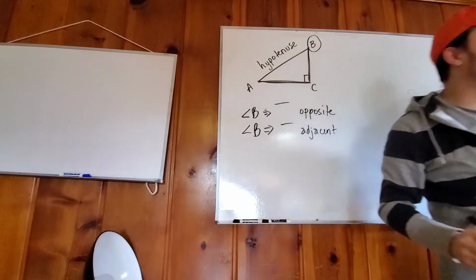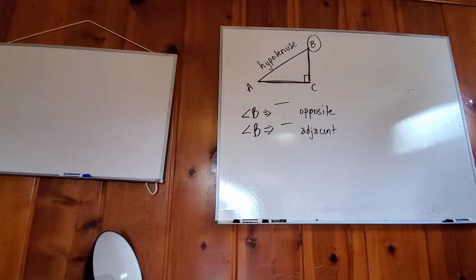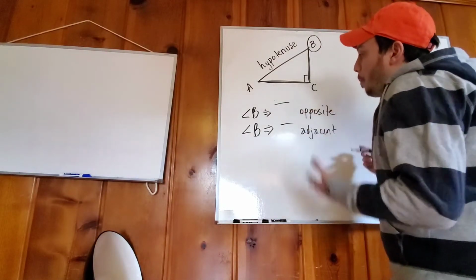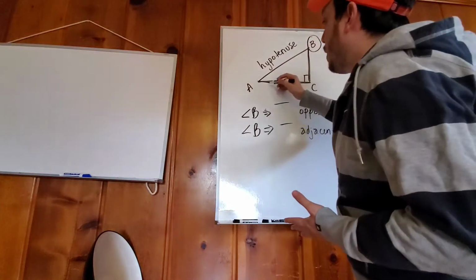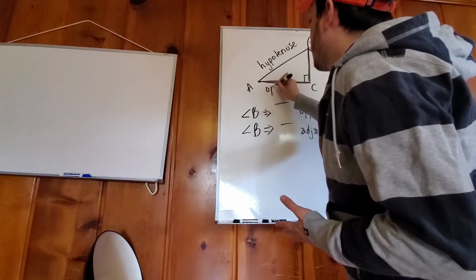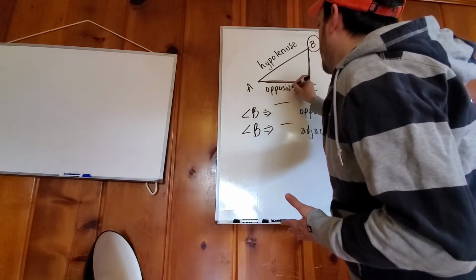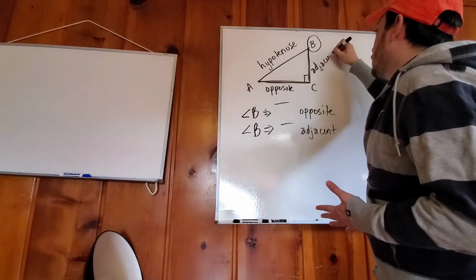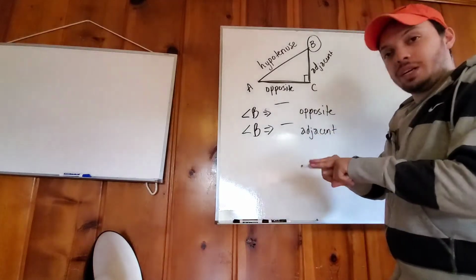We're going to use the same prepositions. The prepositions were opposite side and adjacent side. So the opposite side of angle B would be AC. This is the opposite. And this would be the adjacent, meaning the one right next to it. The one that is obviously right next to it.